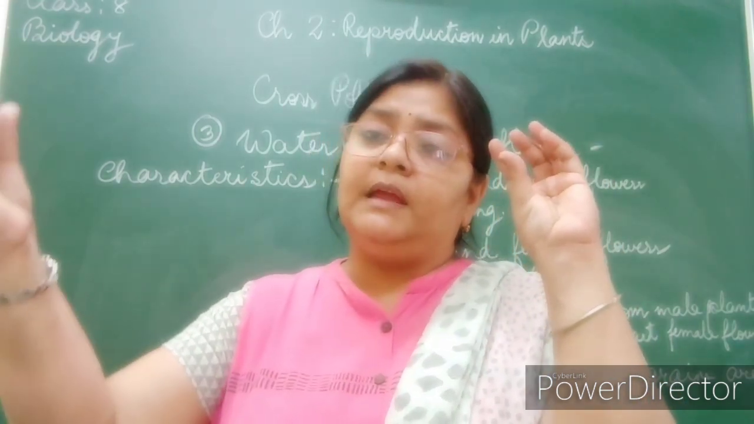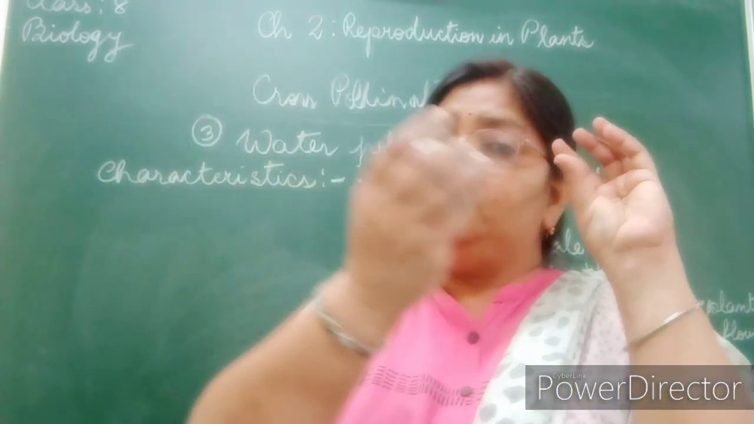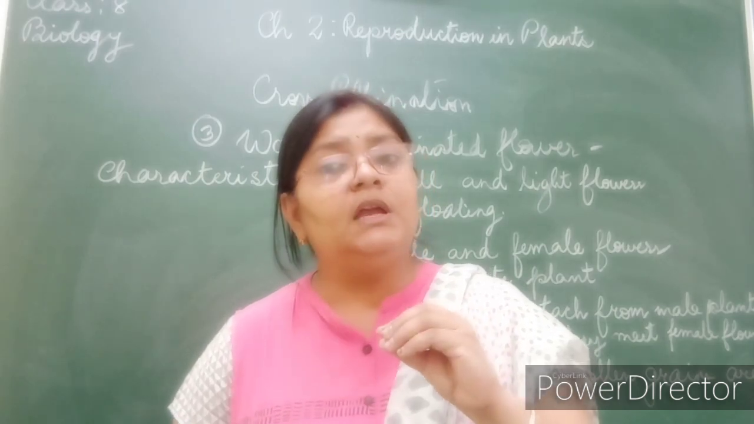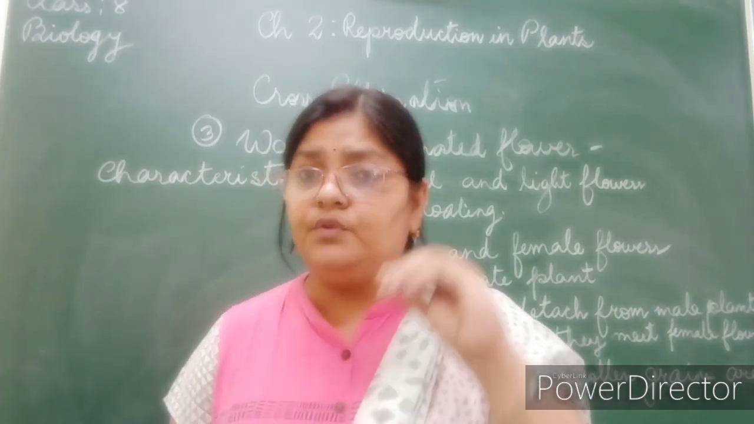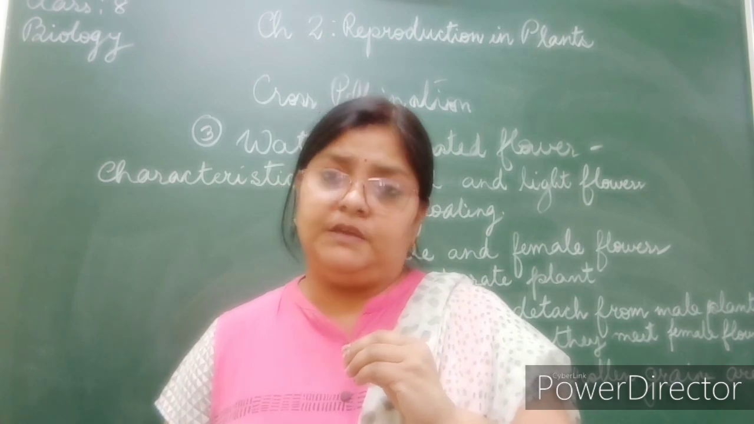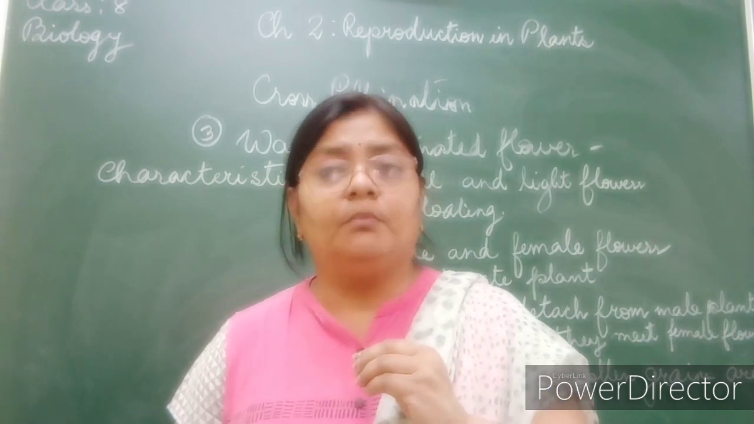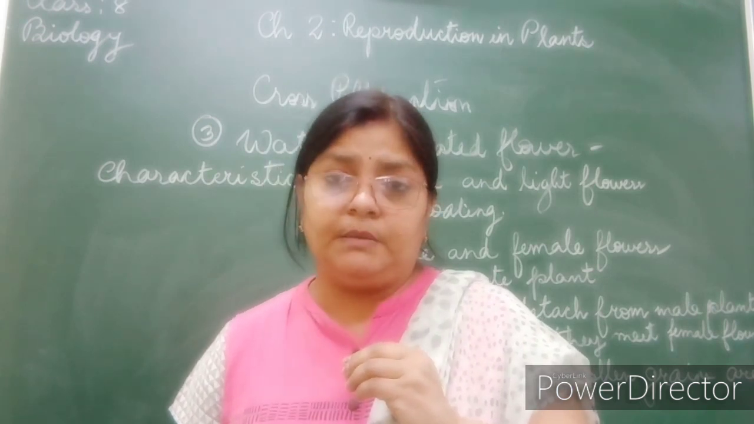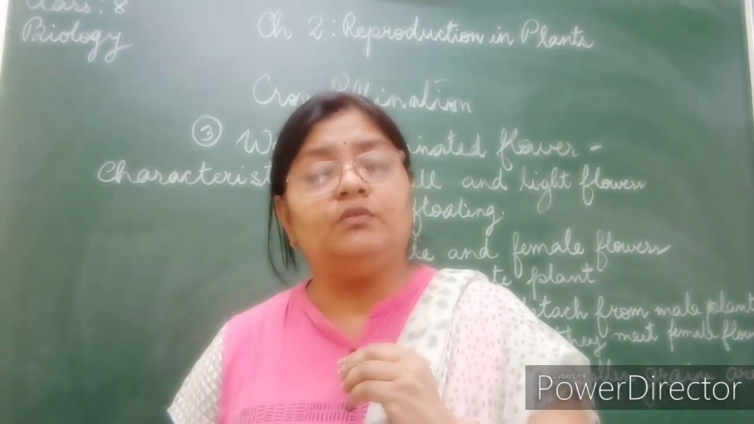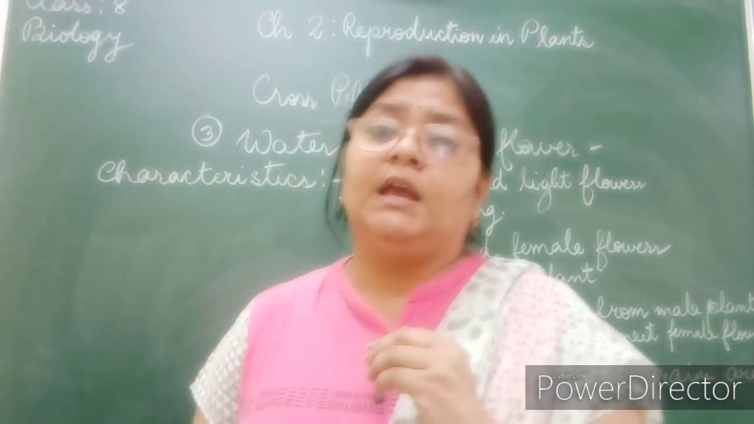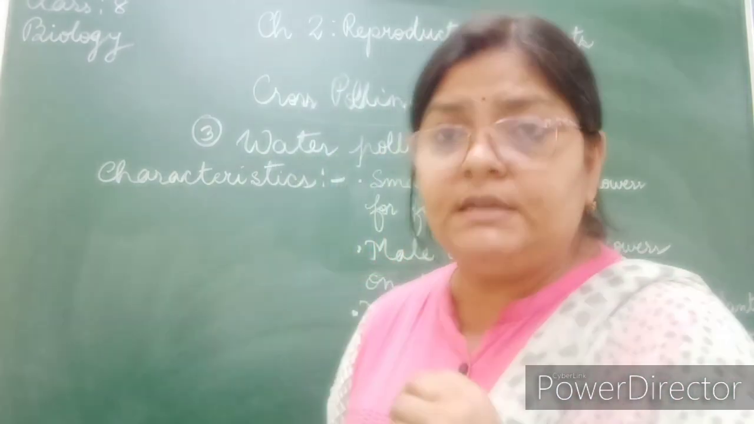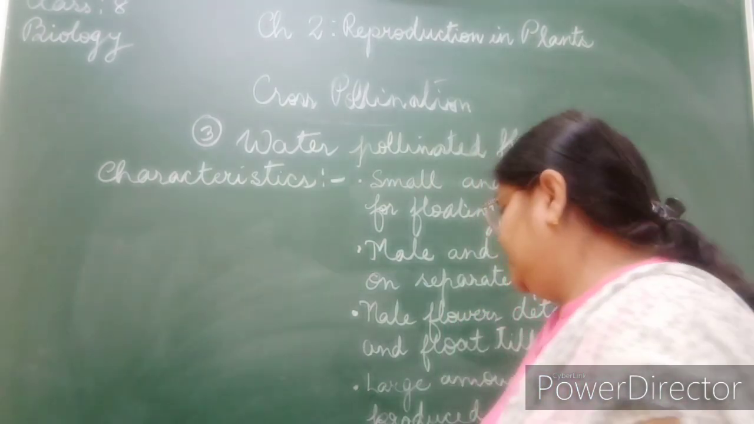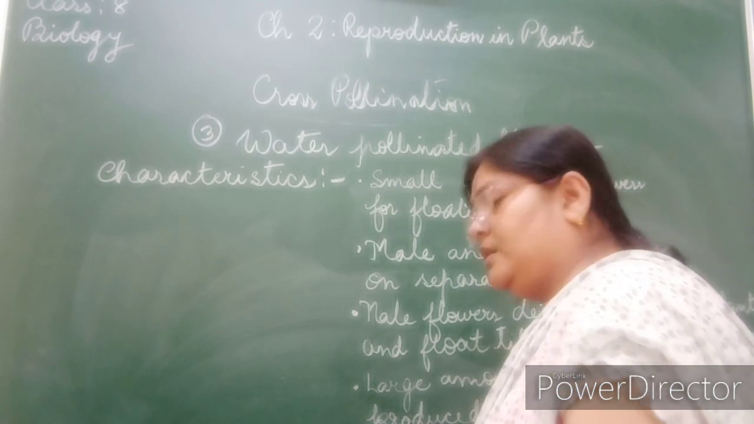So when the male flowers come floating and meet the female flower, then the anther gets ruptured and the pollen grains are therefore deposited on the female flower, bringing about pollination. Now, because in this process a lot of pollen grains may be wasted, a huge amount of pollen grains are produced in water pollinated plants. The best example is Vallisneria.